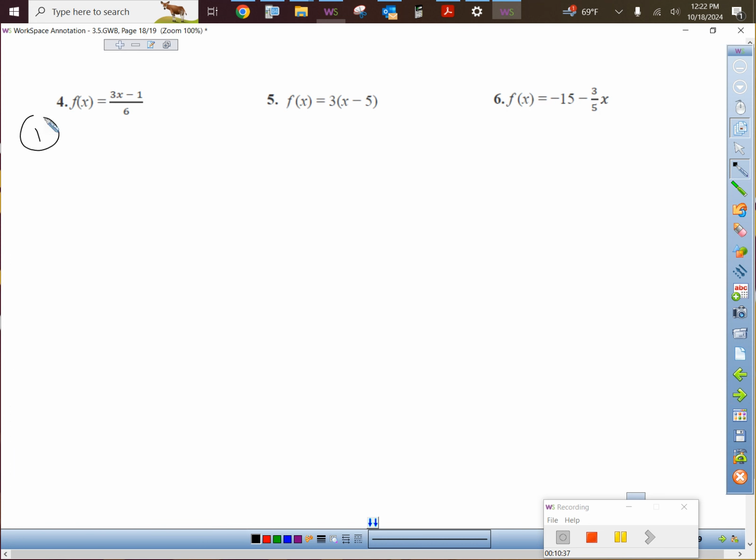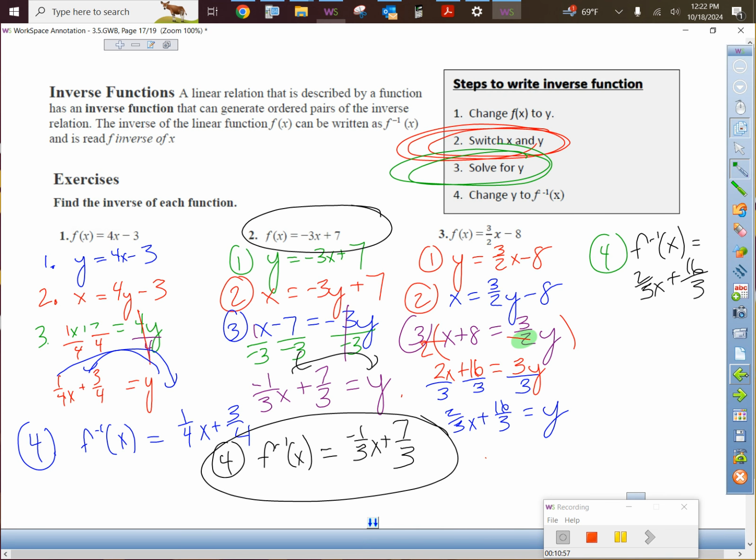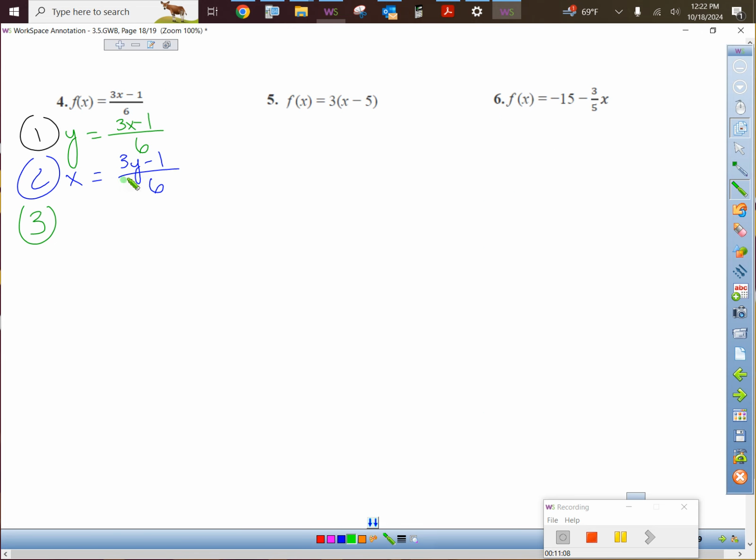So step 1, change f of x to y. 3x minus 1 all over 6. Step 2, switch x and y around. And then step 3 is solve for y. And here's kind of the weird difference between this number 4 and number 3. They both have fractions with them, but back here on number 3, it wasn't what we call an all over. The divide by 2 only happened in that one spot. Here, this is an all over 6. All of that is over 6.